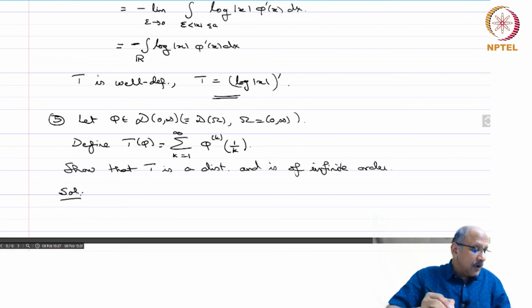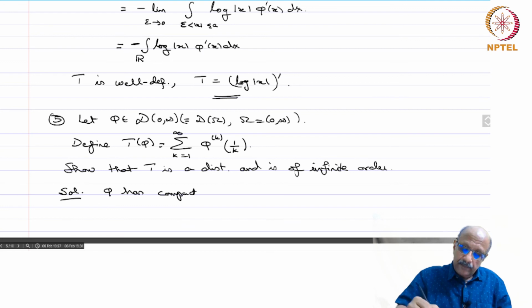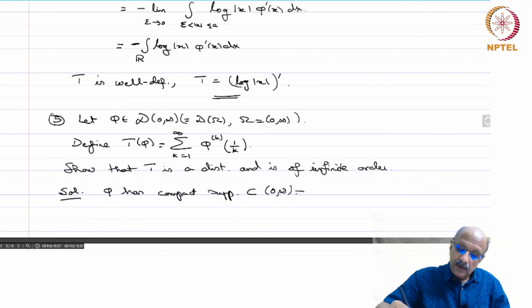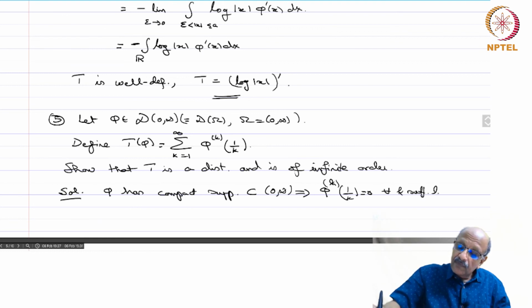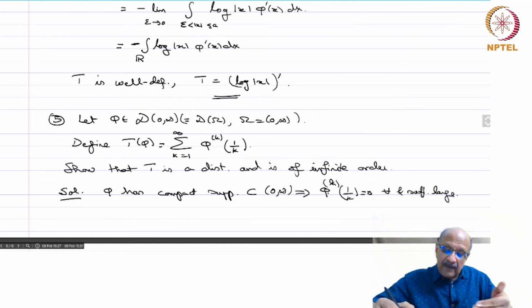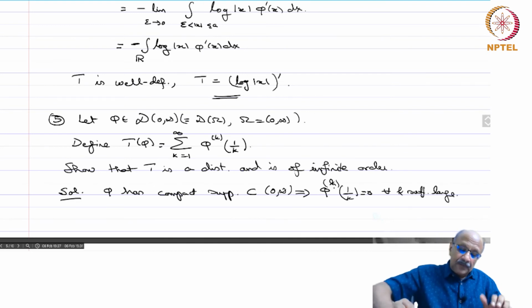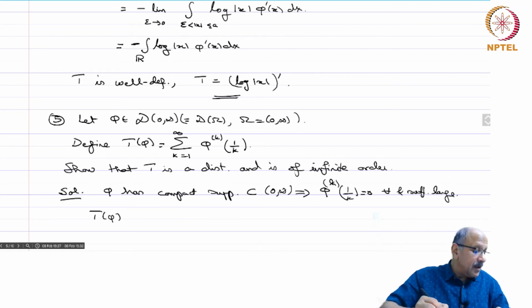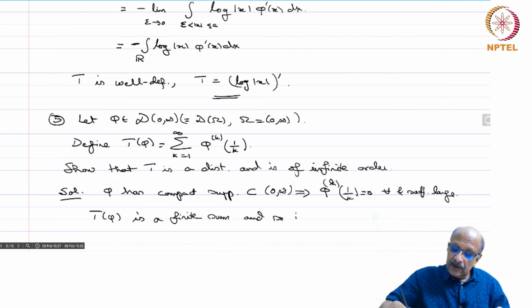Okay. So, T of phi. Phi has compact support contained in (0, infinity). So, this implies what? Phi to the k of 1 by k will be 0 for all k sufficiently large. If k is sufficiently large, 1 by k will be outside the support of phi, and so the function and all its derivatives will vanish. So, this will be 0. So, T phi is a finite sum, and so it is well defined.